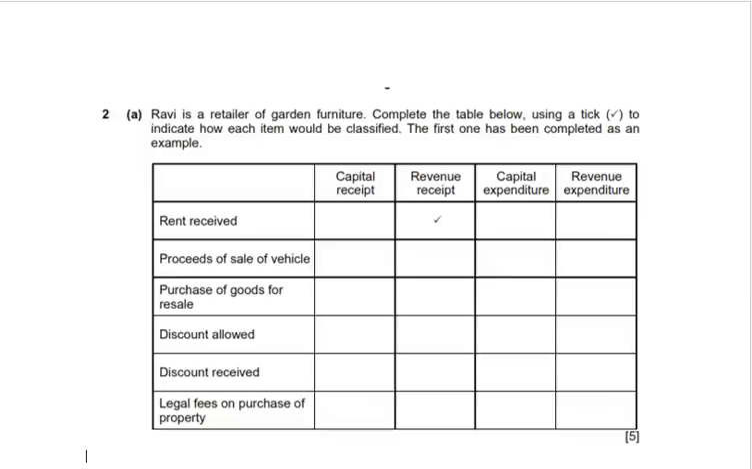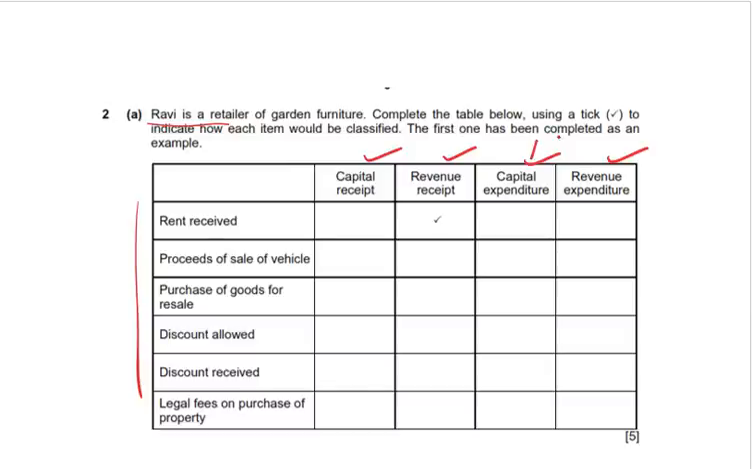Welcome back, guys. This is a past paper question from IGCSE Cambridge International on capital and revenue expenditure, disposal and depreciation of non-current assets. Let's solve the question. Ravi is a retailer of furniture. Complete the table using a tick to indicate how each item would be classified. They are asking whether these items are capital receipts or revenue receipts, capital expenditure or revenue expenditure.